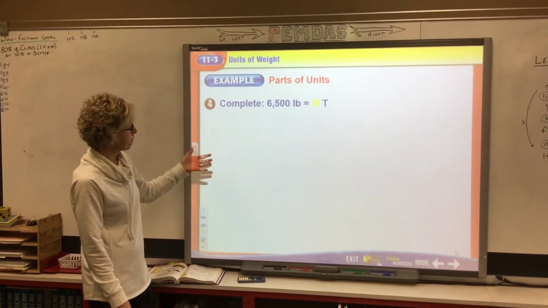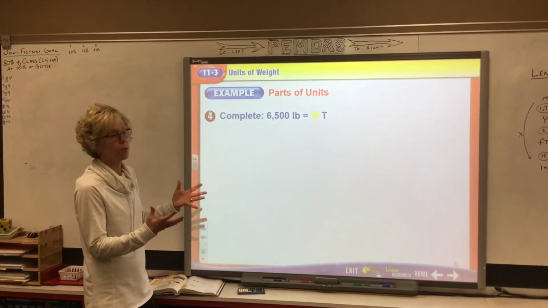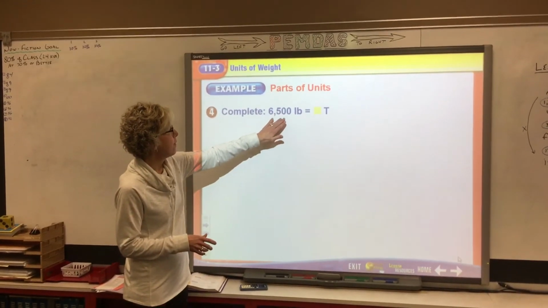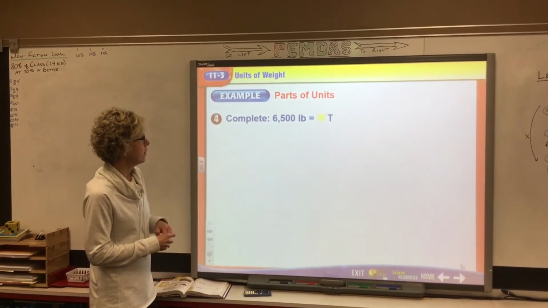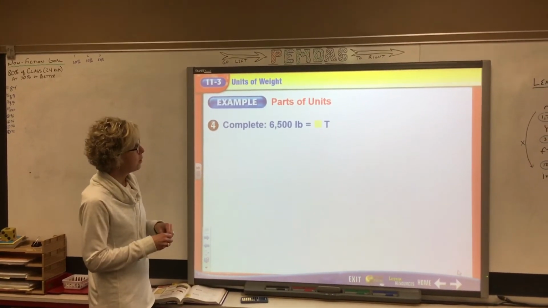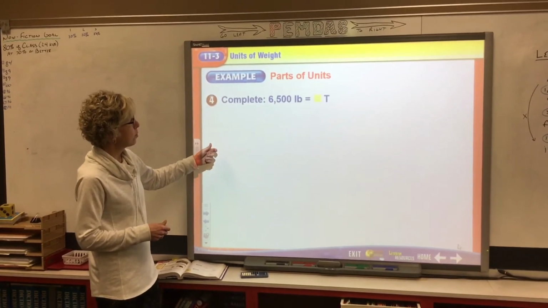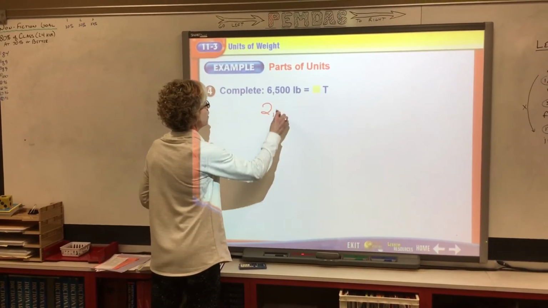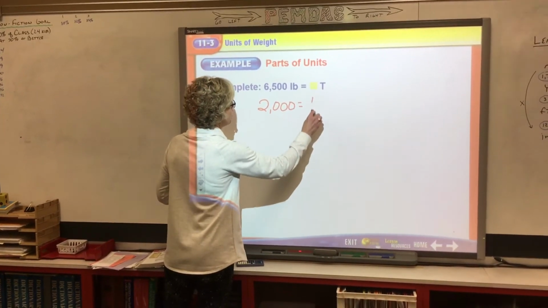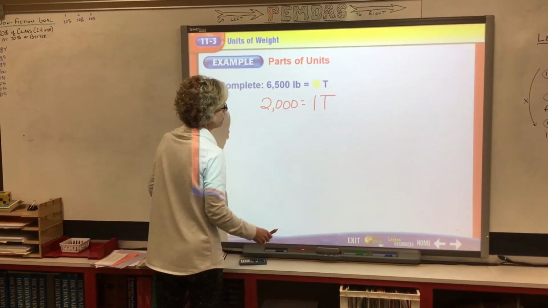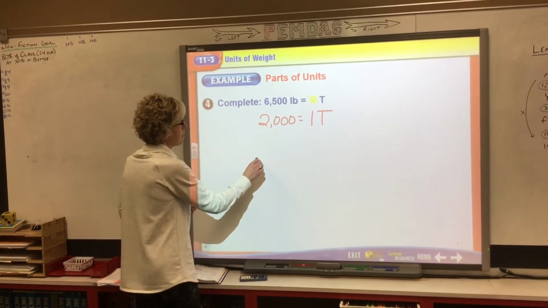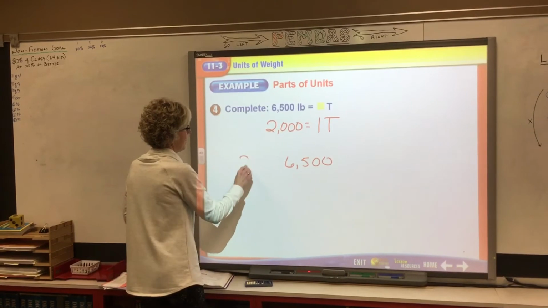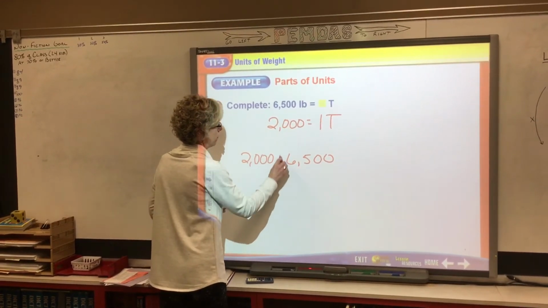Now, again, sometimes it doesn't always work out quite as nice. Here we have 6,500 pounds, and we're going to convert it to tons. So we know we're going from a smaller unit of measure, again, to a larger unit of measure, so we're going to divide. We know that 2,000 pounds equals 1 ton. So if we've got 6,500 pounds, we're going to take 6,500 and divide that by 2,000. Okay?